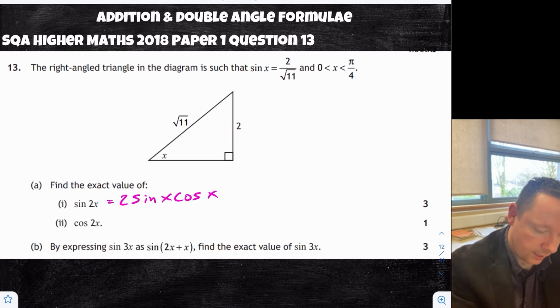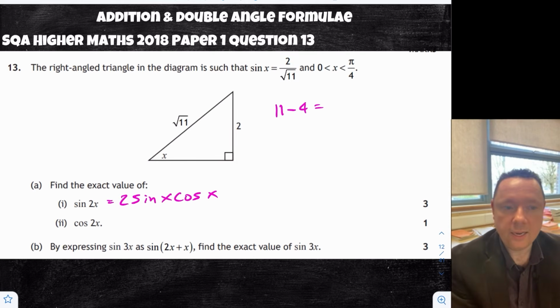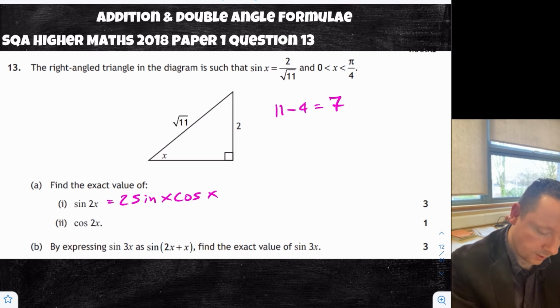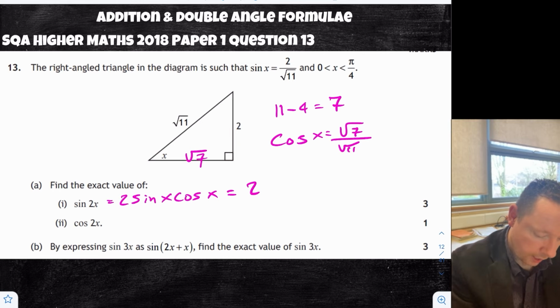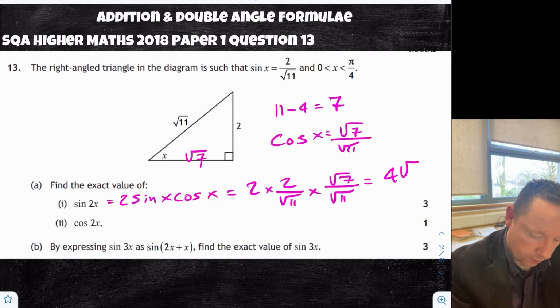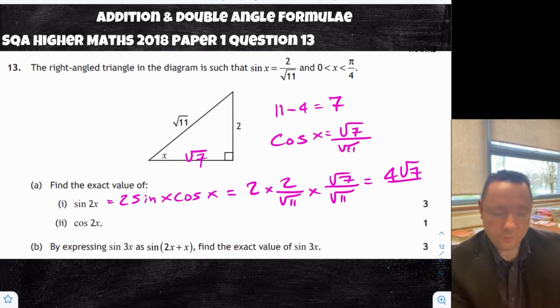Pythagoras to get the missing side, so I've got root 11 squared, which is 11, minus 2 squared, which is 4. 11 minus 4, 10, 9, 8, 7. So the missing side is the square root of 7. So that means I've got cos x is equal to root 7 over root 11. So that's 2 times 2 over root 11 times root 7 over root 11. 2 times 2 is 4, so I get 4 root 7 on the top. Root 11 times root 11 is just 11, so 4 root 7 over 11.